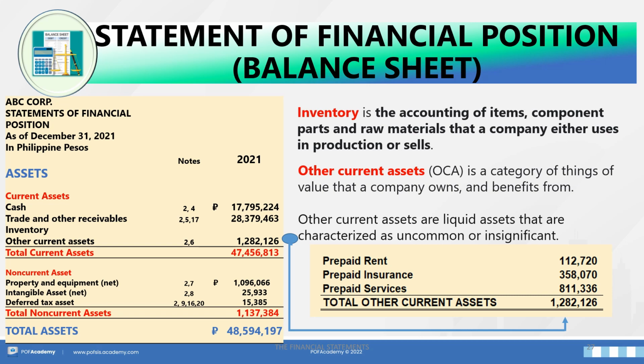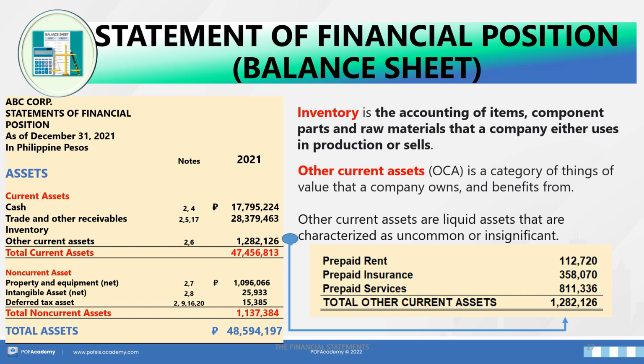Next is inventory, but we don't have inventory in our example statement of financial position. But as defined, inventory is the accounting of items, component parts, and raw materials that a company either uses in production or sells. So, usually, if the company business is engaged in sales of goods, the actual inventory count will normally be reflected on this account title.